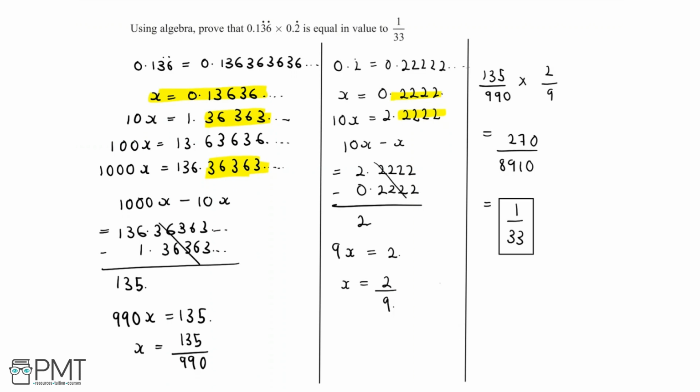This question is worth 3 marks, so let's take a look at where these marks are allocated. The first mark is for a process to find 0.136 recurring as a fraction, which we showed clearly on the right hand side, and we proved that 0.136 recurring is equal to 135 over 990. Now the second mark is for a process to find 0.2 recurring as a fraction, which we've clearly shown, and we ended up with 0.2 recurring is equal to 2 over 9. And that final third mark is for doing the arithmetic to find 135 over 990 multiplied by 2 over 9, and for proving that this value is equal to 1 over 33.